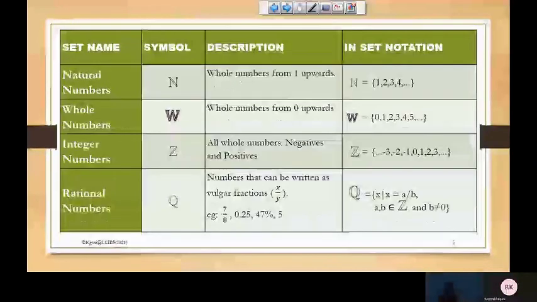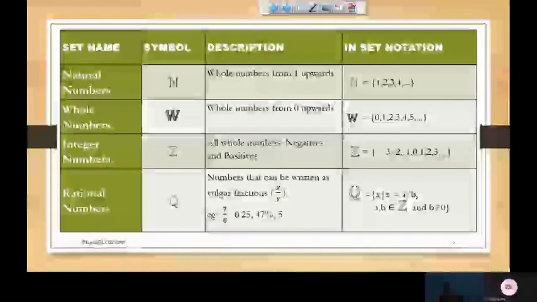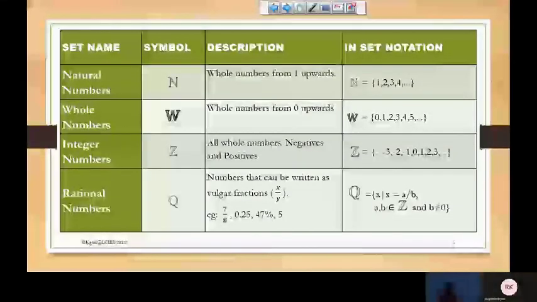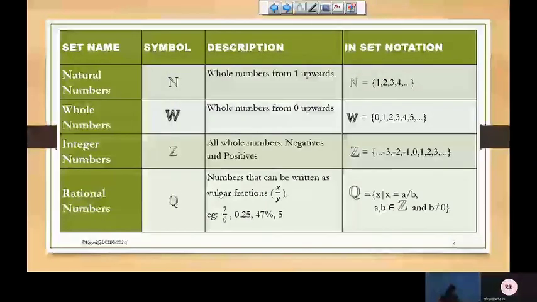That is why we see that rational numbers can even be written as 0.25. It doesn't necessarily have to be in the form of X over Y all the time. It just basically means that whatever number is there can be represented. If you want to represent it in the form of X over Y, it is possible. You can have 0.25 represented as 1 over 4. You can have 47% represented as 47 over 100. You can have 5 represented as 5 over 1. So they all have that ability to be represented as X over Y.